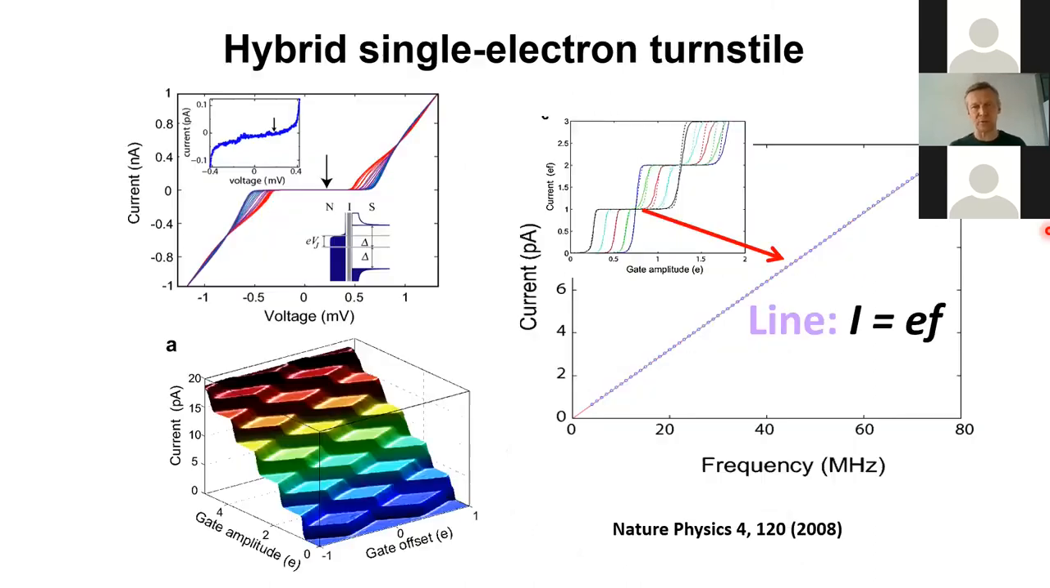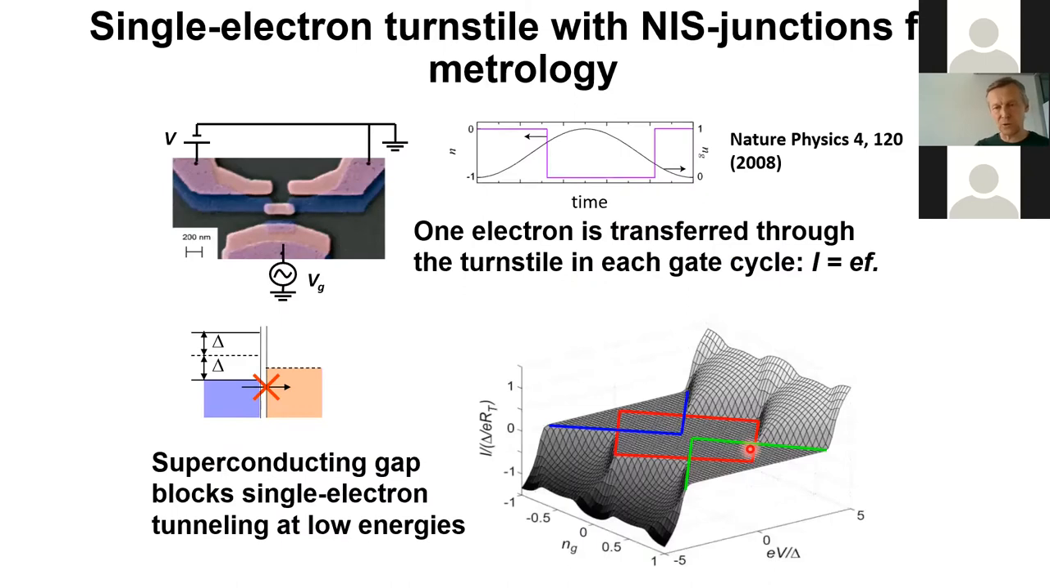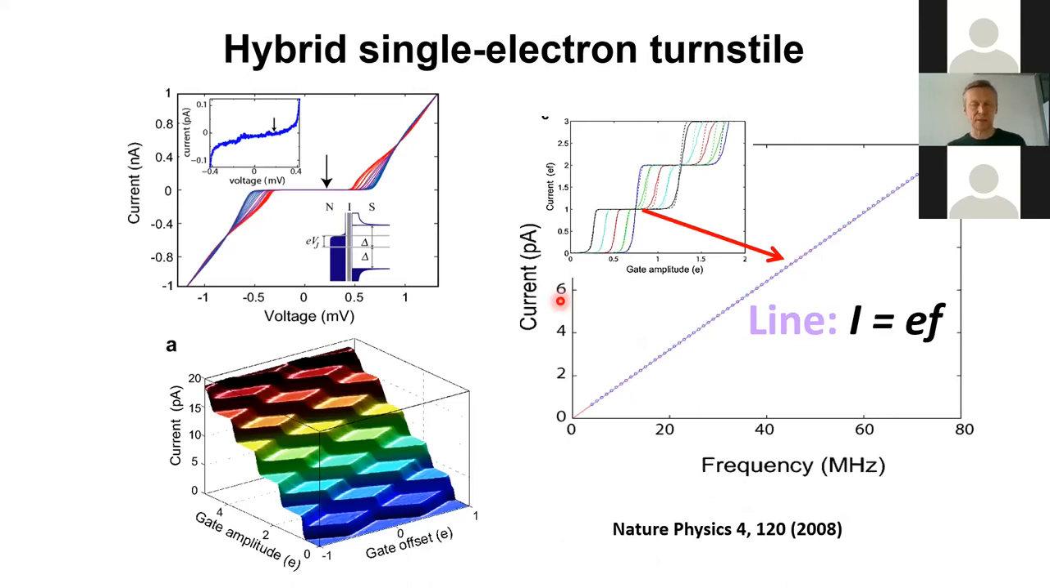And this is, of course, interesting from the point of view of metrology. And already more than 10 years ago, we realized this device in practice. So we do this at different amplitudes of this gate voltage, sweeping across a number of these stability diamonds, and then you can drag an integer number of electrons in each cycle through the device. So the current is really multiples of EF. And if you focus on the center of the first plateau, we can see that the current is really nicely following I equals EF. This is all experimental data that you see.